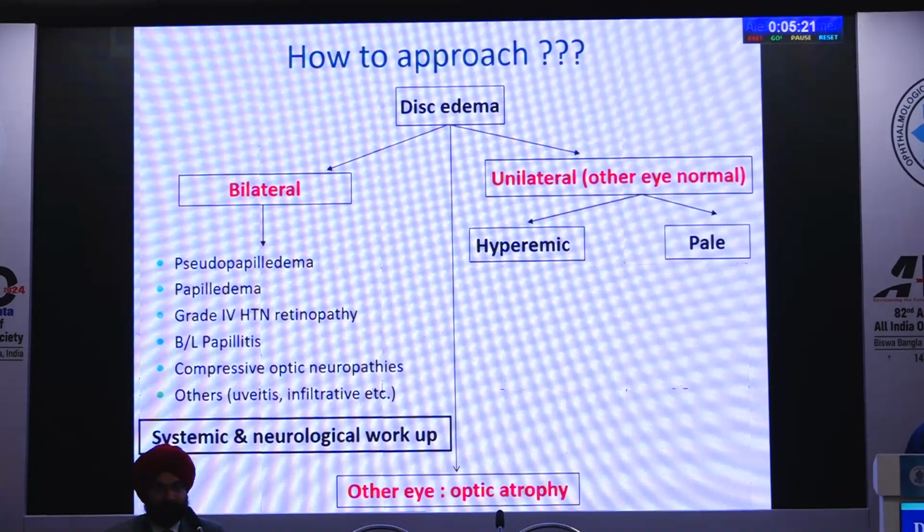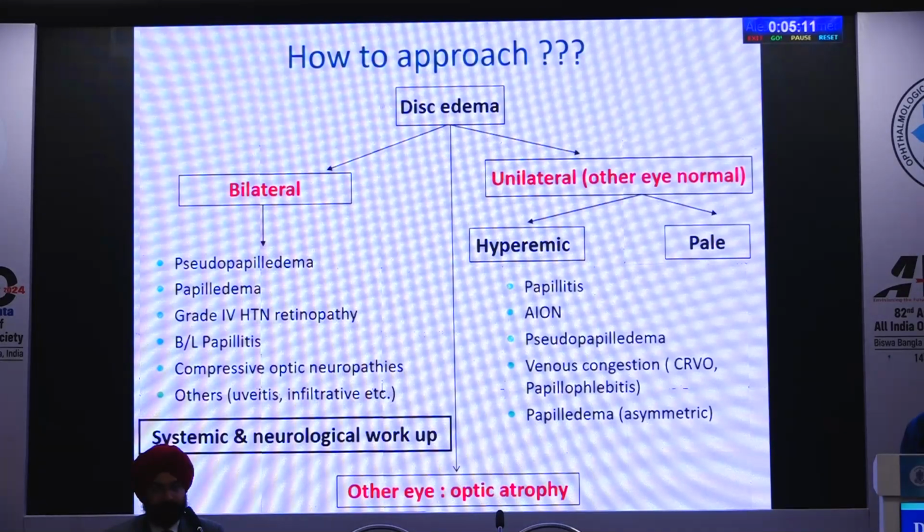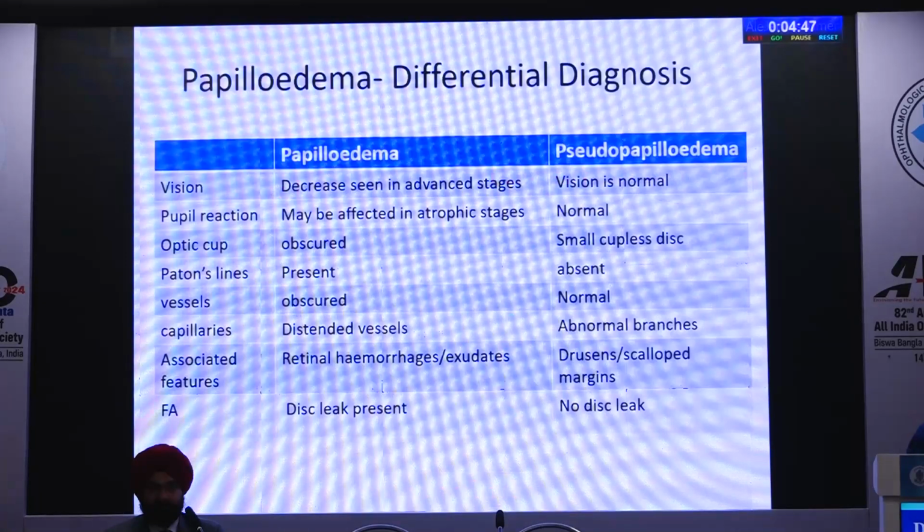When you have a unilateral disc edema, you may tend to get an early suggestion of a hyperemic or pale edema. Not often very easy to differentiate, but a hyperemic disc edema may be seen in any papillitis, ischemic neuropathies also in the initial phase, pseudopapilledema, CRVO related, or even in asymmetric papilledema where the disc edema starts in one eye and maybe over time will go on to the other eye. And of course, it may be the other eye has an optic atrophy, essentially meaning that this is a sequential involvement of the optic nerves, one eye followed by the other.